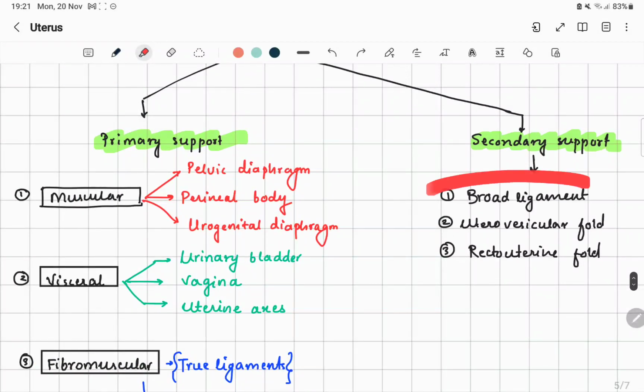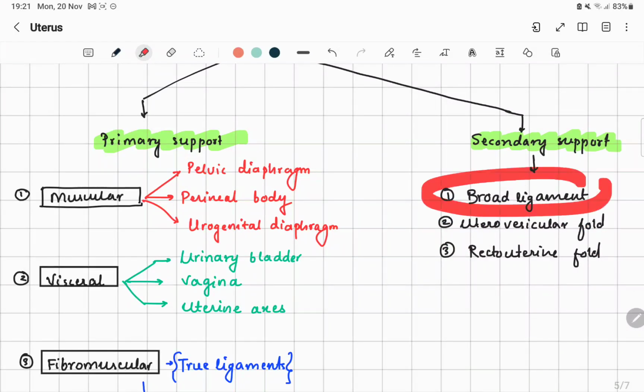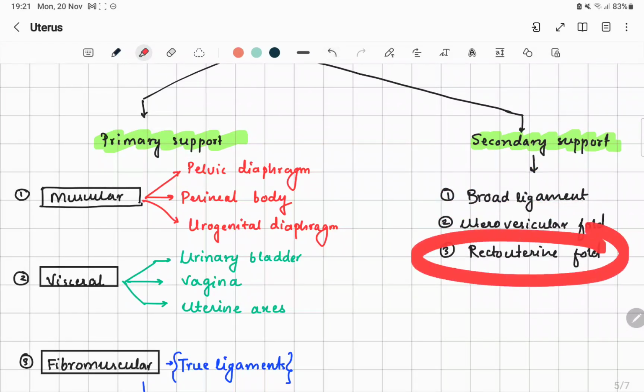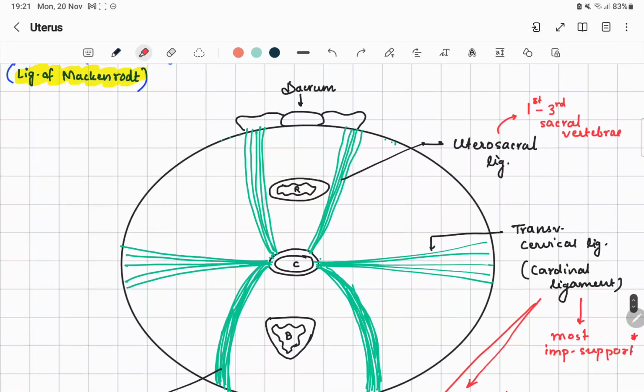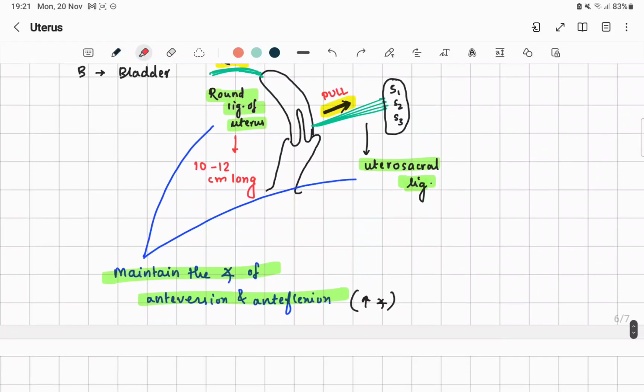And for the secondary support, we have the broad ligament, the uterovesical fold, and the rectouterine fold. Talking about these supports, you can just draw this diagram. You will get more than enough marks.